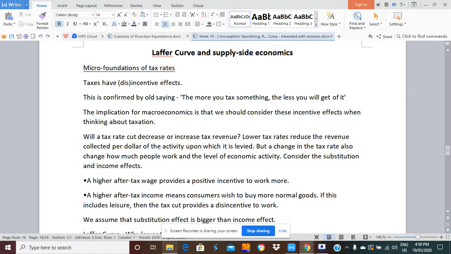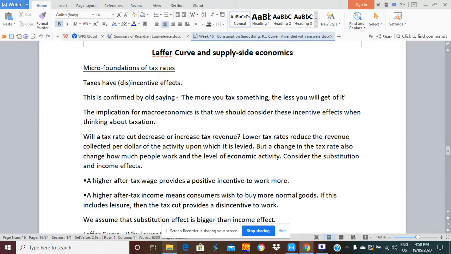Now regarding the Laffer curve. The Laffer curve is a curve that shows the relationship between the value of taxes collected and the level of the tax rate. There is a saying that the more you tax something, the less you will get from it. The logic is intuitive. If the tax rate is low, from each person you get a smaller tax, but because everybody is paying tax, overall the tax collected is substantial.